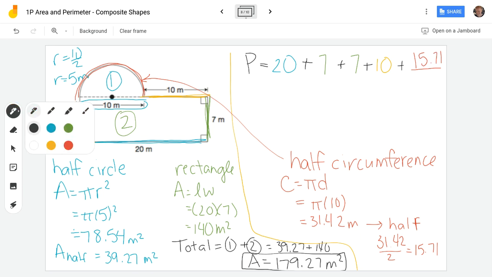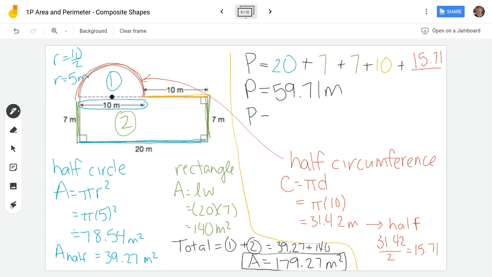And then we add that to 20 plus 7 plus 7 plus 10 plus 15.71. And we get a perimeter of 59.71 meters, or if you want to round to the nearest meter, that's okay. So that's 7 after the decimal, makes the 9 round up, which means that it's 60 meters. But this one, not too bad with those decimals, so it's definitely okay to leave the decimal.